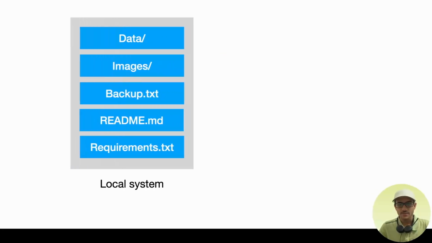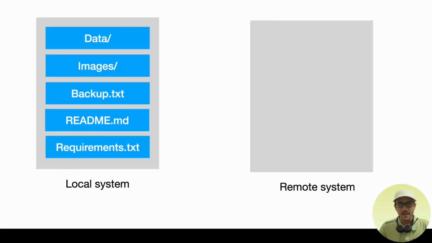Let's say I also have a remote system, and now I want to sync the files between my local system and my remote system. So one way to do it is to use rsync, which is remote sync. Now I will be using the rsync utility to sync the files between my local system and remote system. So my remote system will also have these files.